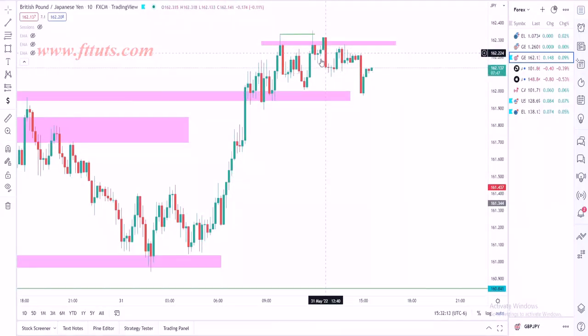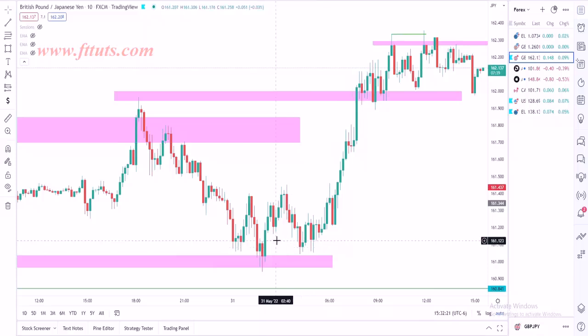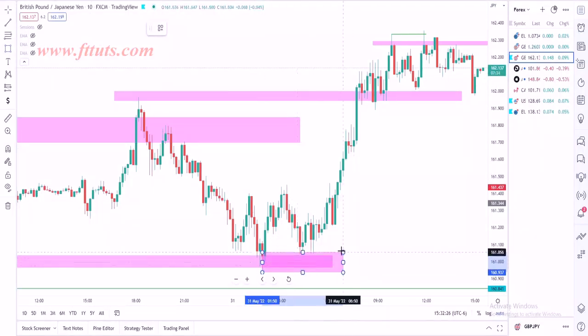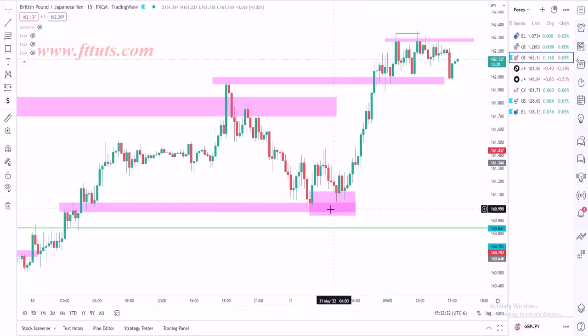Okay, so let's see if we can find a recent order block here. This one, actually, right here. Okay, so we got our 10-minute order block. Now, you will find these on the 15-minute as well, okay? See? You can still see that as an order block. Not as dramatic of a move away.